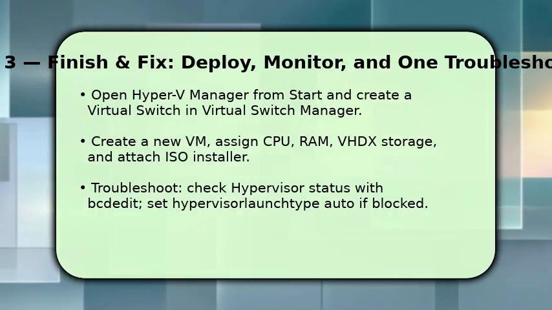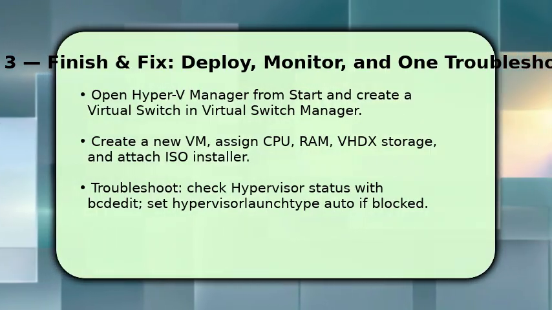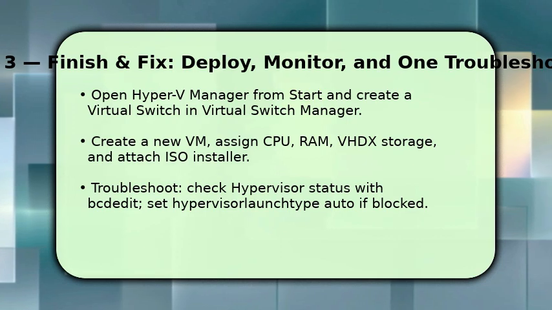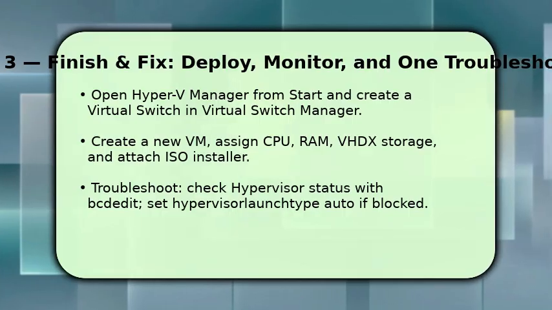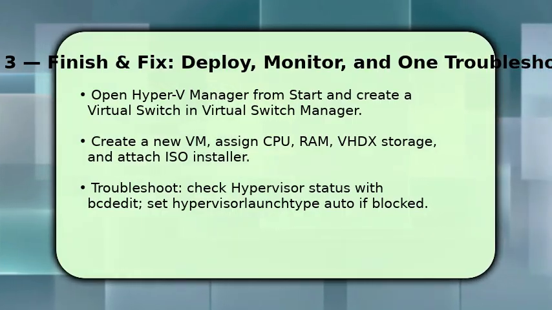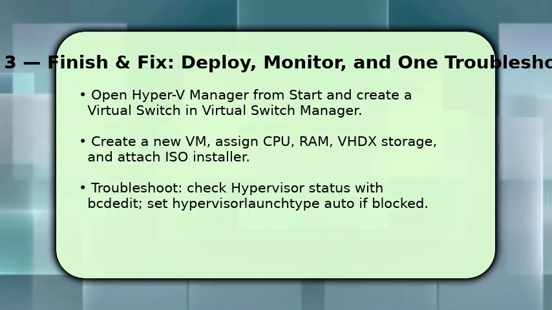If Hyper-V fails to run, check bcdedit /enum to confirm the hypervisor is enabled. If it's disabled, run bcdedit /set hypervisorlaunchtype auto and reboot. That single check resolves most startup issues.